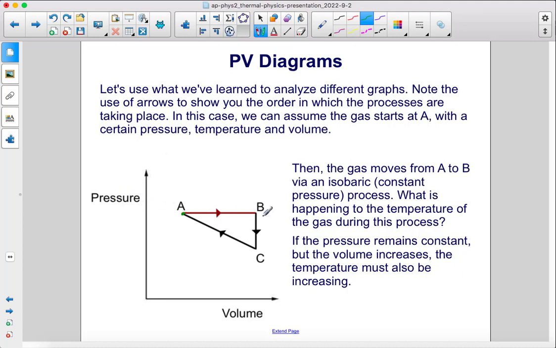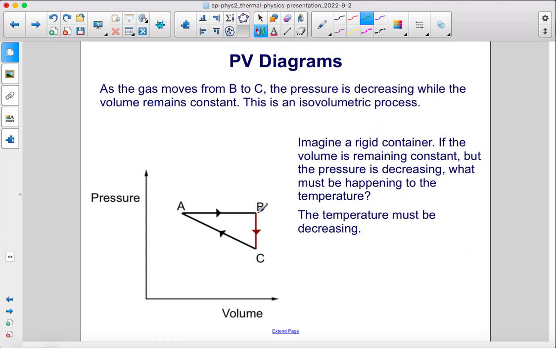What is happening to the temperature of the gas during this process? Well, think about it this way. If the pressure remains constant, but the volume is increasing, the temperature must also be increasing. You could picture a balloon that's expanding because it's being heated up.